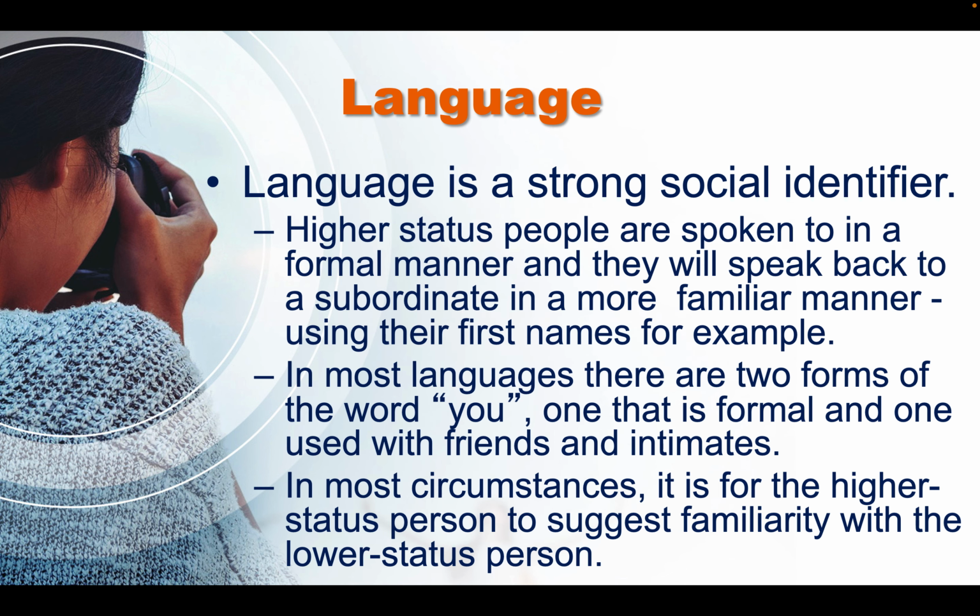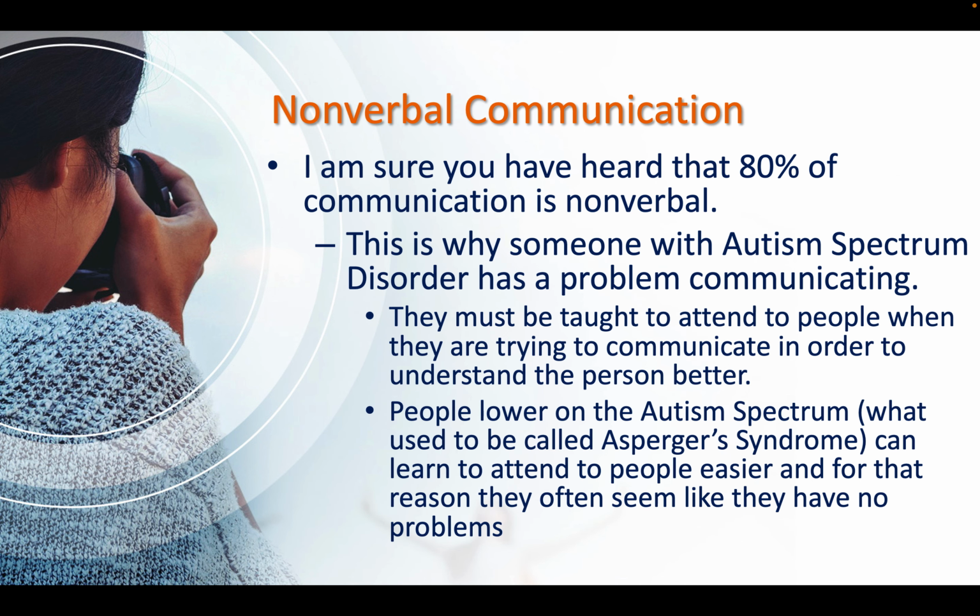Language is a strong social identifier. Higher status people are spoken to in a formal manner, and they will speak back to a subordinate in a more familiar manner, using their first names, for example. In most languages, there are two forms of the word you, one that is formal and one used with friends and intimates. In most circumstances, it is for the higher status person to suggest familiarity with the lower status person.